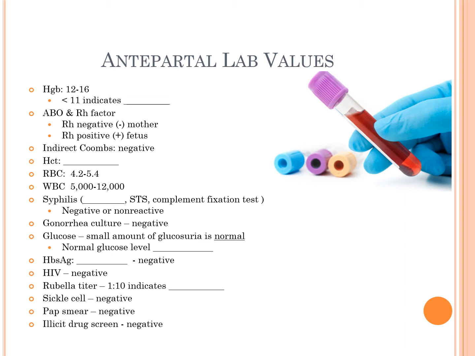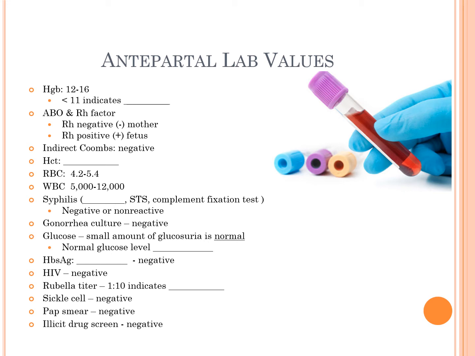Glucose, you're going to see a little bit of glucose in the urine. So you want to make sure that if there is a significant amount of glucose, then they could be diabetic. So the normal blood glucose in a woman is going to be 70 to 120.